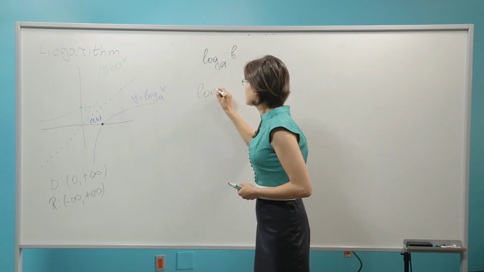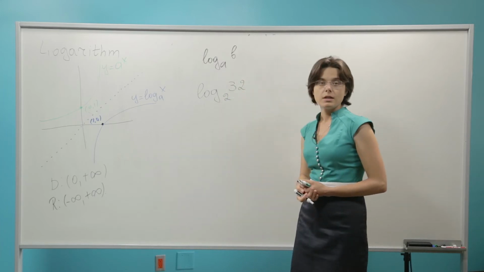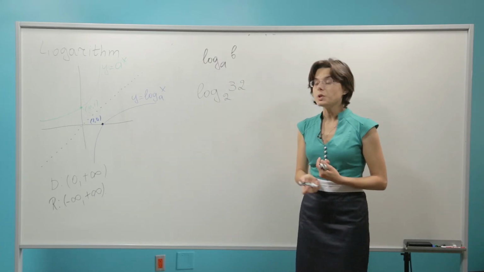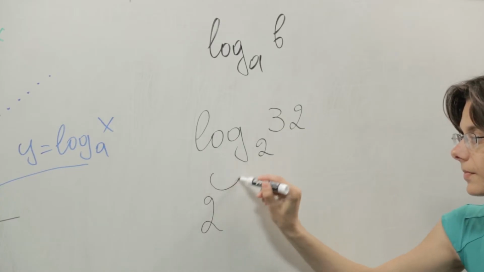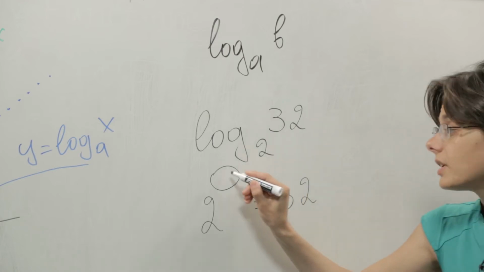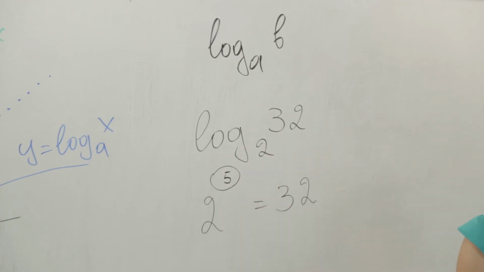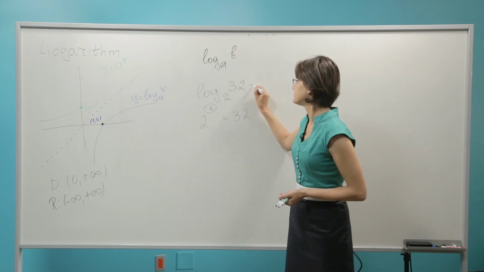if we wanted to find logarithm of 32 with base 2, it means that I have to find at which power I have to raise 2 in order to get 32. And we can find that 2 has to be raised to the power 5 in order to get 32. So logarithm of 32 with base 2 is just equal to 5.